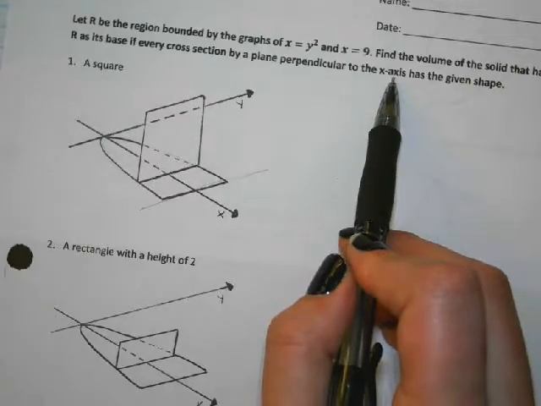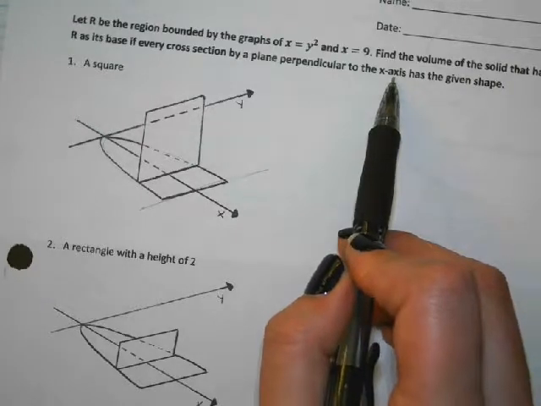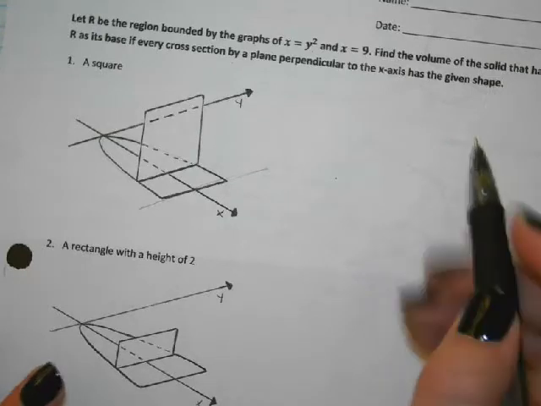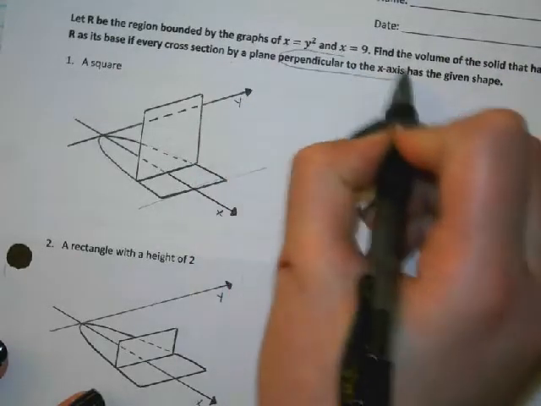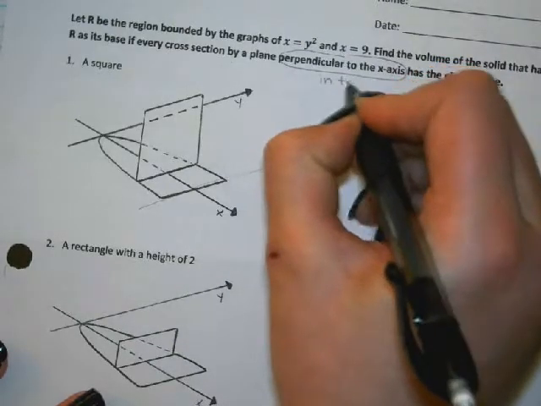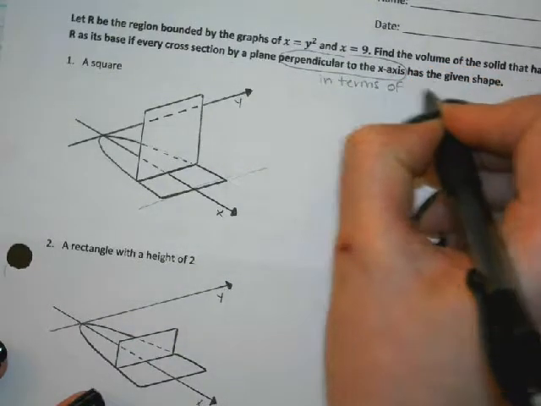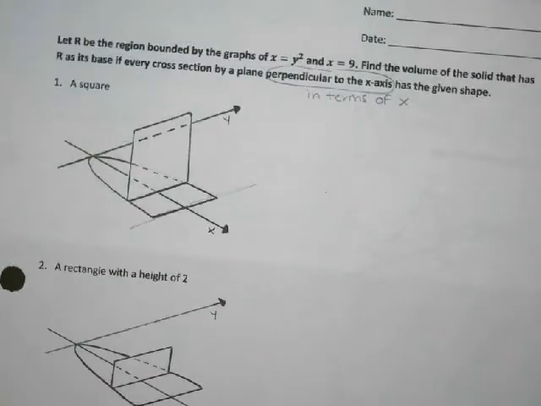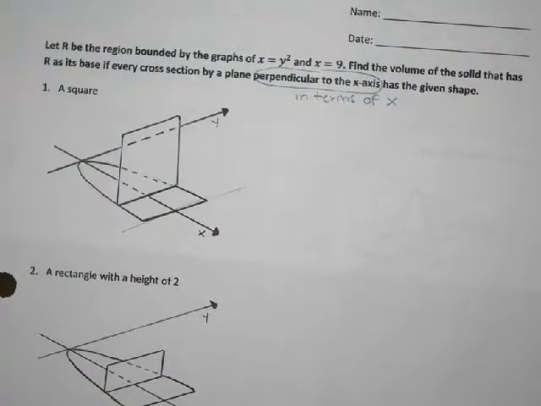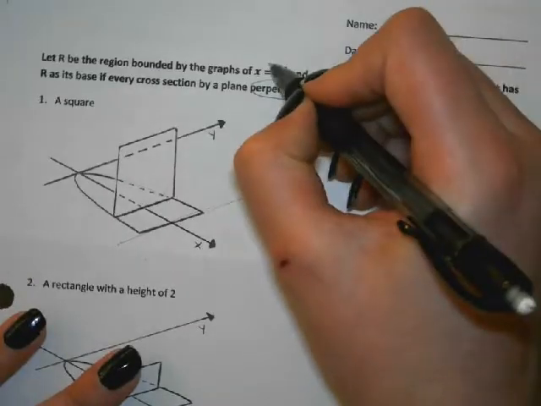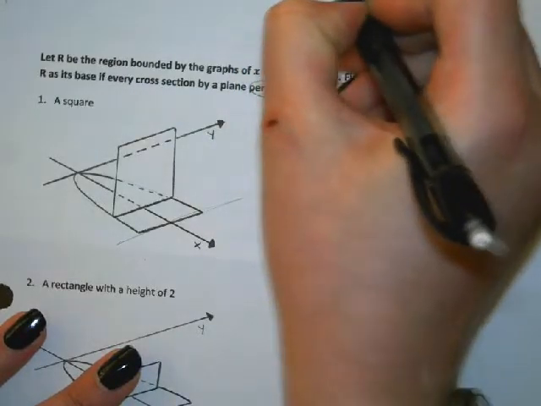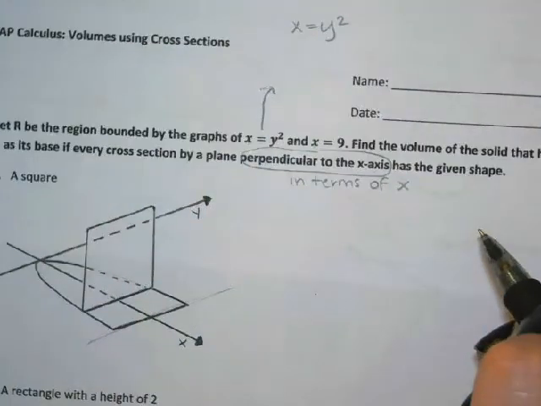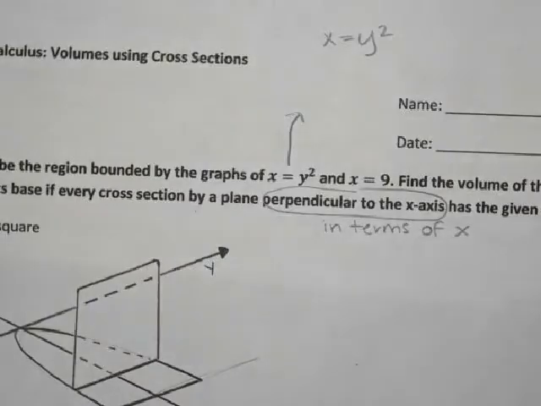So are we writing these in terms of x or in terms of y? In terms of x, okay? All of these are in terms of x because we are perpendicular to the x-axis, okay? So I'm going to write in terms of x. Now, what's the problem with how they gave us this situation? It's in terms of y. So that means that we need to take this right here and we need to rewrite it. So I have x equals y squared. How do I rewrite that in terms of x?